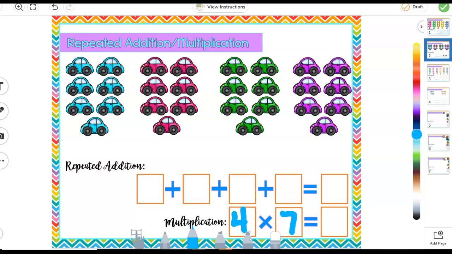So repeated addition would be 7 plus 7 plus 7 plus 7 equals how much? 28. Good. Okay. So you could have counted every single car or added up 7 plus 7 plus 7 plus 7. 28 is correct.